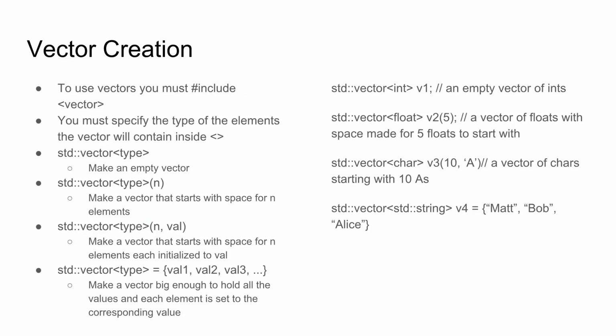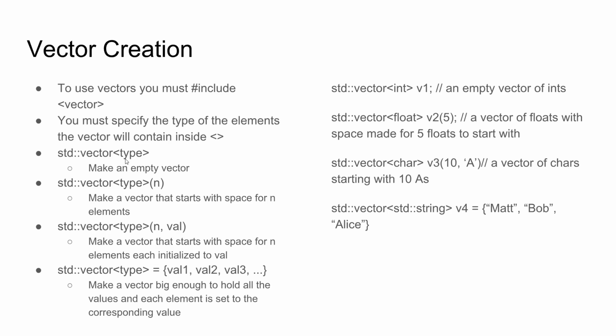So if you want to use vector, you have to include vector, and then to specify a vector, all the elements have to be of the same type. So you do std::vector, and then in these triangular brackets, you say, well, what's the type of the vector? What are the types of the elements that should be inside of it?